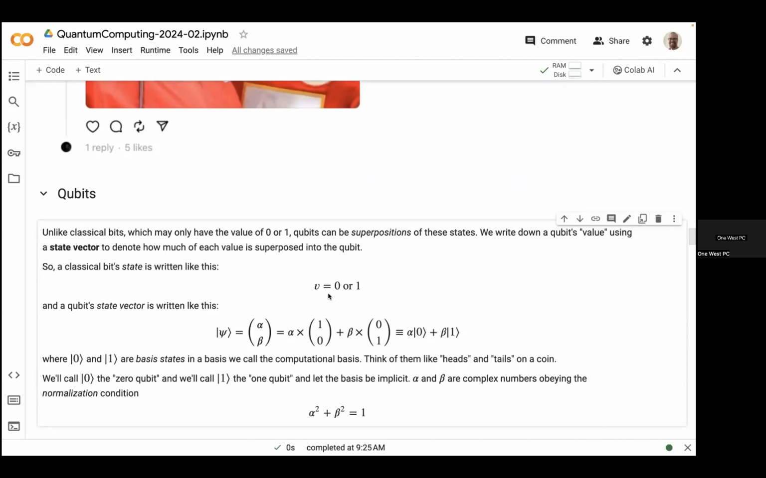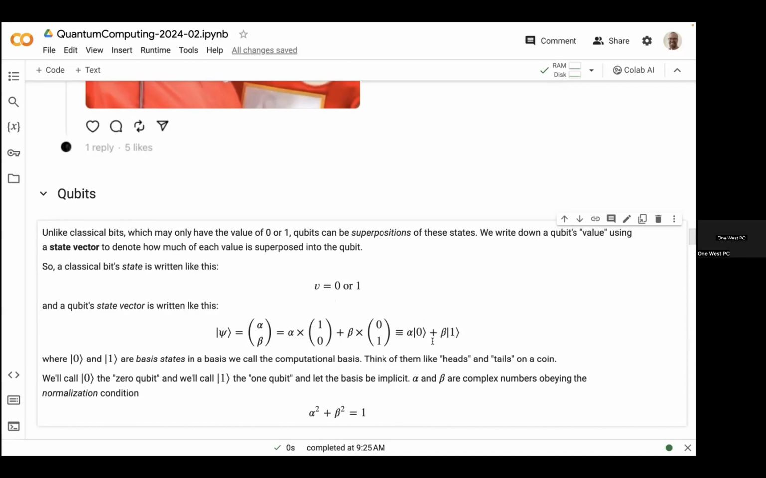A classical bit state is written like this: I have 0 or 1. A qubit state vector is written like this. I have something I'm going to call psi. We like to call wave functions psi. And it's this 2-element vector, alpha beta, where alpha times (1, 0), my basis vector, plus beta times another basis vector. And then we like to write it this way.